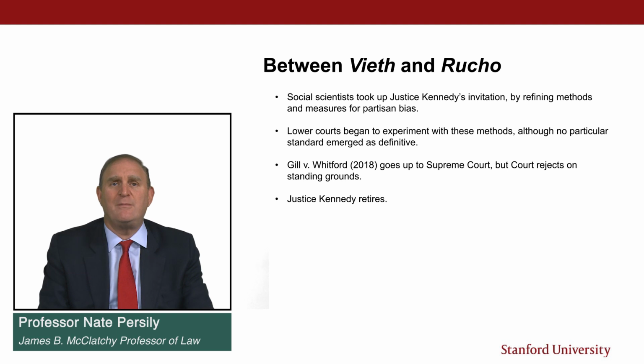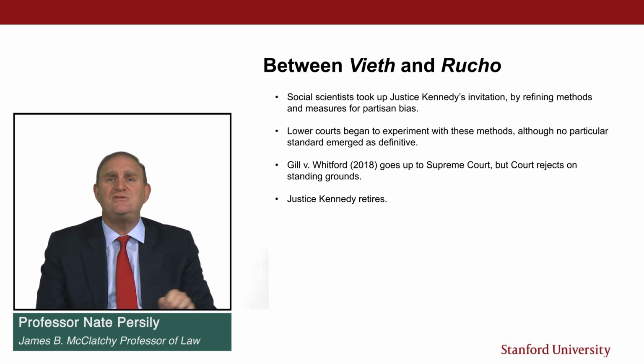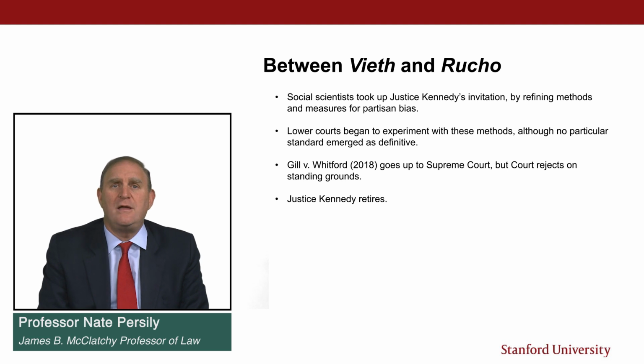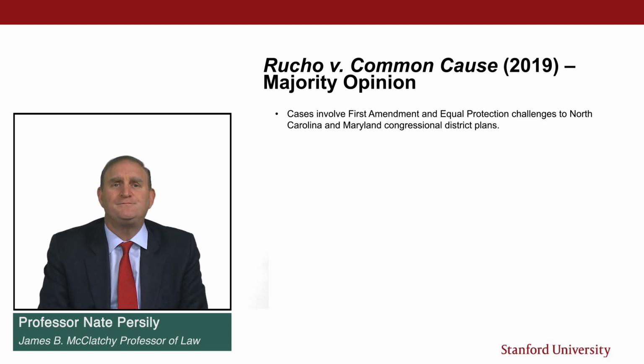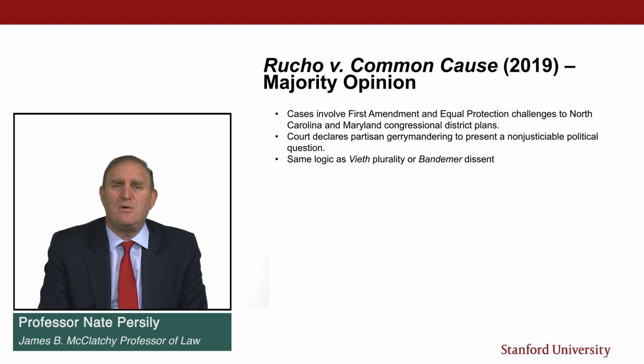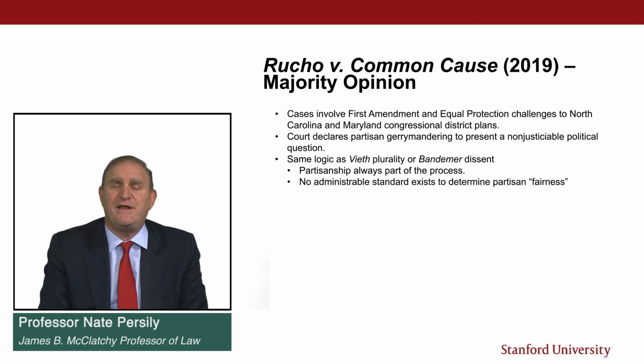And because of his retirement and the change in the composition of the court, in 2019, the court basically sides with the plurality in Veith or the dissenters in Davis versus Bandemer to hold that partisan gerrymandering presents a non-justiciable political question. Rucho versus Common Cause involved a Democratic gerrymander of Maryland and a Republican gerrymander of North Carolina. The majority opinion is the same logic as the plurality opinion in Veith, that partisanship is always going to be part of the process, but that there's no administrable standard to determine partisan fairness.